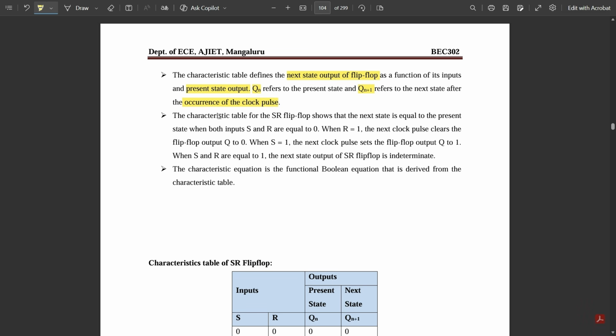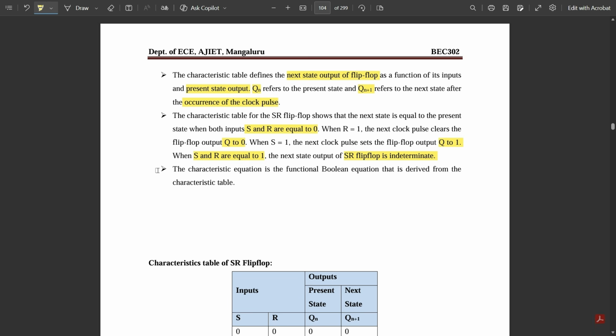So the characteristic table for the SR flip-flop shows that the next state is equal to the present state when both inputs S and R are equal to 0. When R is equal to 1, the next clock pulse clears the flip-flop output Q to 0, and when S is equal to 1, the next clock pulse sets the flip-flop output Q to 1, and when both the inputs are high, the next state output of the SR flip-flop is indeterminate. So this is basically the truth table which they have given for the SR flip-flop. Now with respect to the characteristic table of present and next state, how it is given, you see.